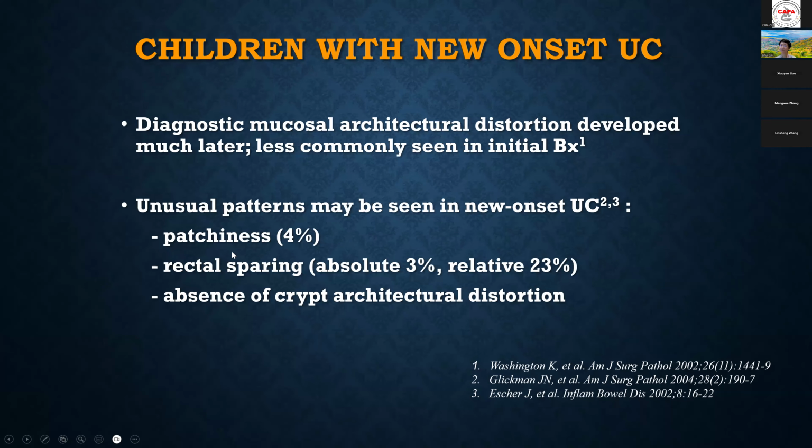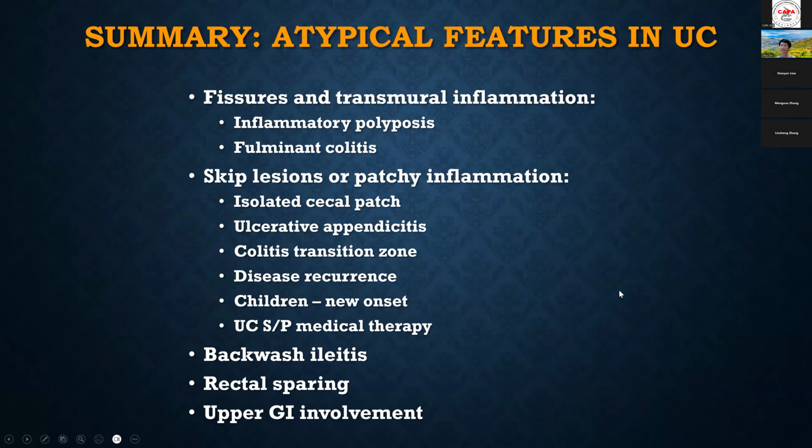So what is the unusual pattern for pediatric patients? First, you may see patchiness in UC. Patchiness is not a diagnosis for Crohn's, particularly for pediatric patients. And then you may see rectal sparing, and you may see absence of architectural distortion. So for pediatric patients, you have to be very careful looking for the subtle changes, but do not make a definitive diagnosis of UC versus Crohn's.